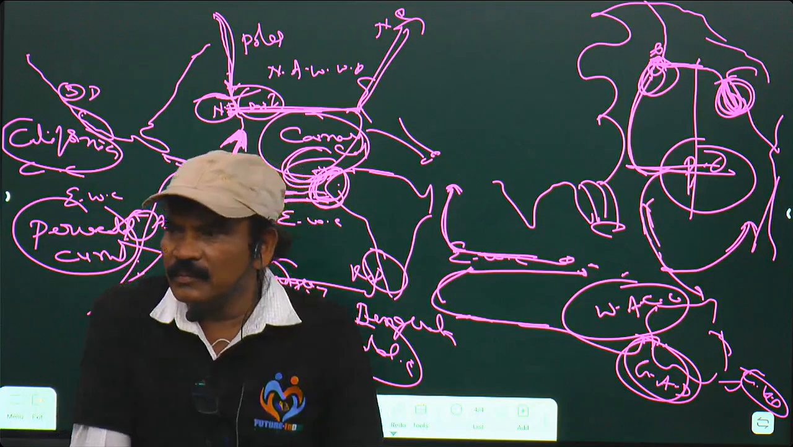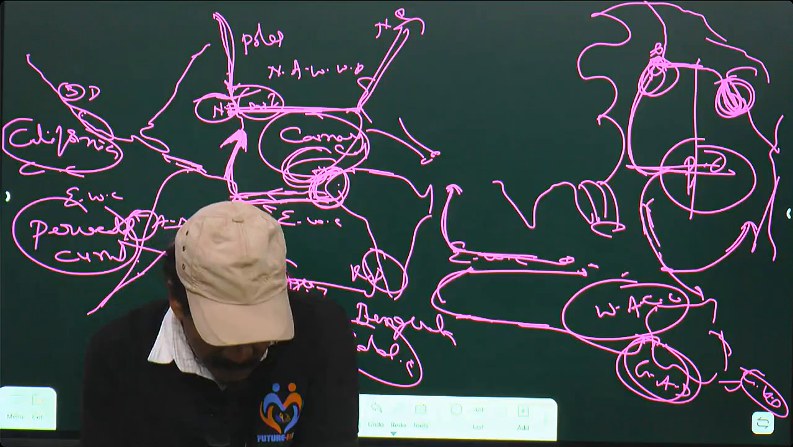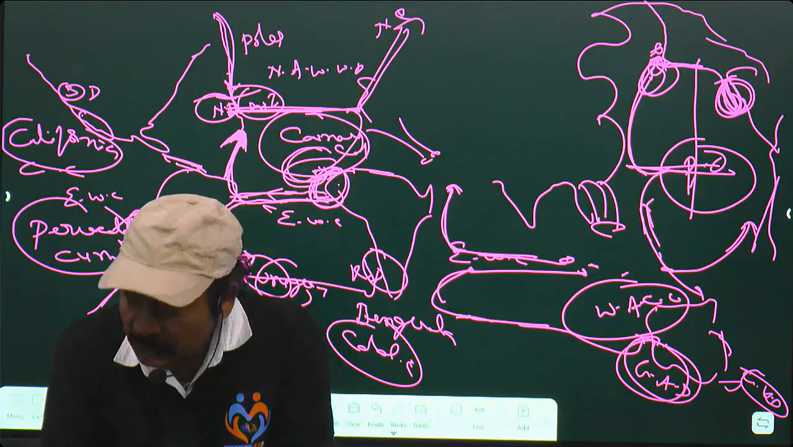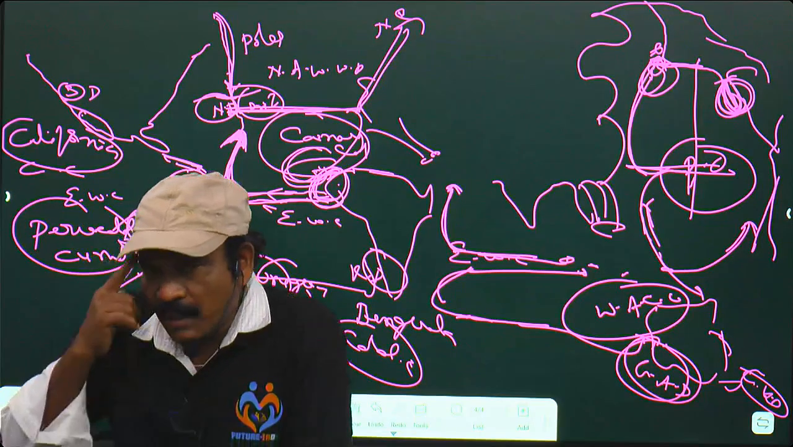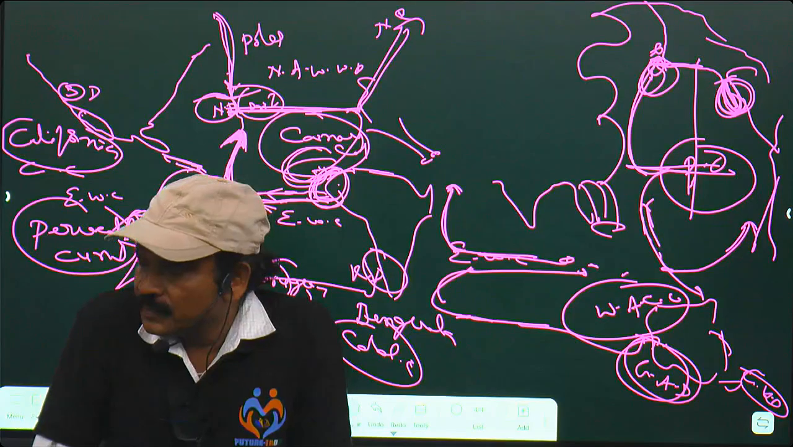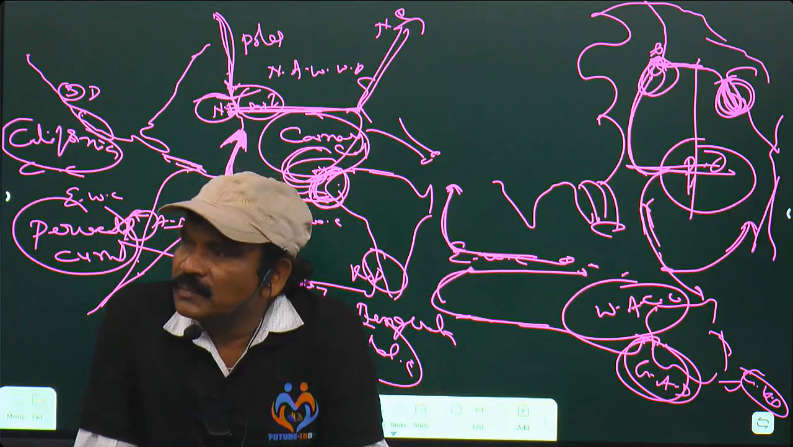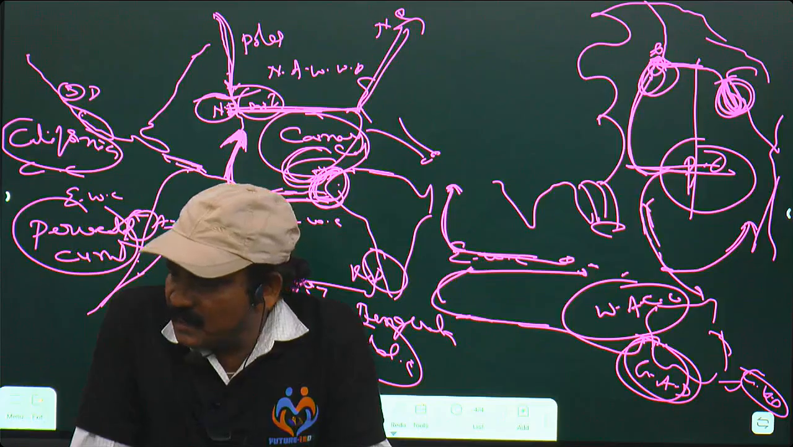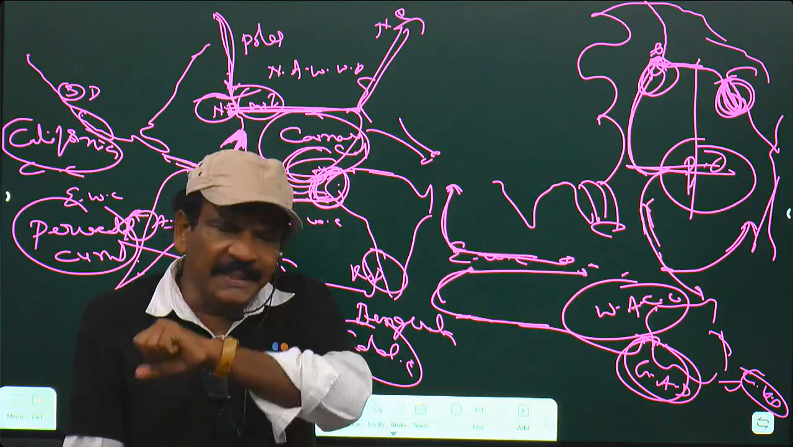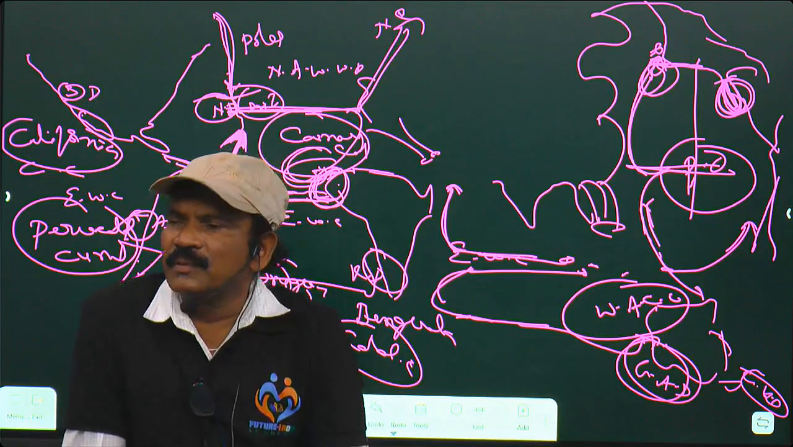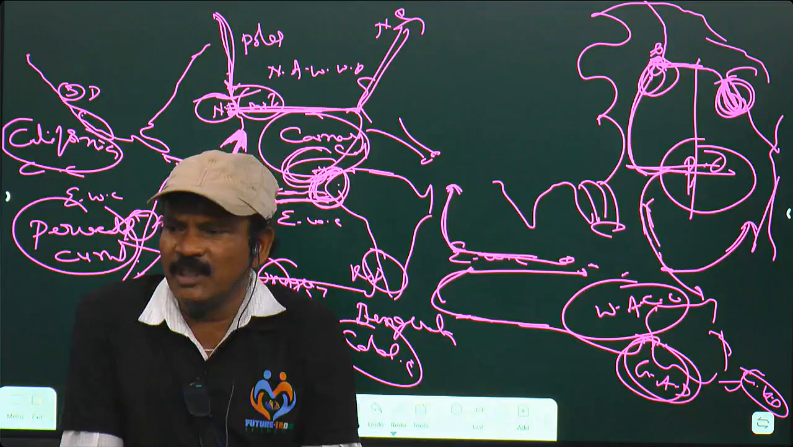Any confusion? Subtropical high pressure belts are originated at 30 degrees northern hemisphere and 30 degrees southern hemisphere.